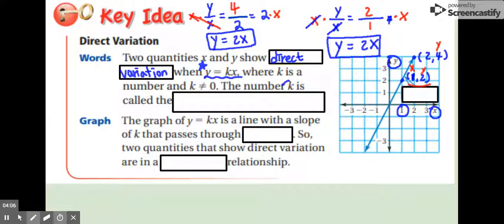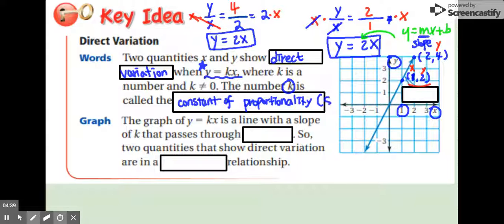And the number k, you can also say, oh, k, it seems familiar. This guy is from y is equal to mx plus b. What was m? M stands for the number multiplied to x. This number stands for the slope, right? The slope. Please copy it down. And then the number k is also called the constant of proportionality.